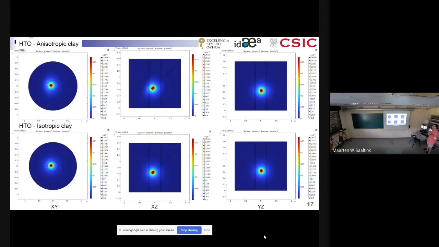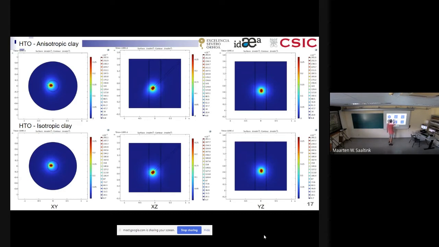Okay, these are the sections, the same sections as before. On top, the upper row, we have the model with anisotropic diffusion in the clay, and the bottom row, isotropic diffusion in the clay. So the horizontal section and the two vertical sections. You can see a trace of the concrete-clay interface and also the inclined borehole.